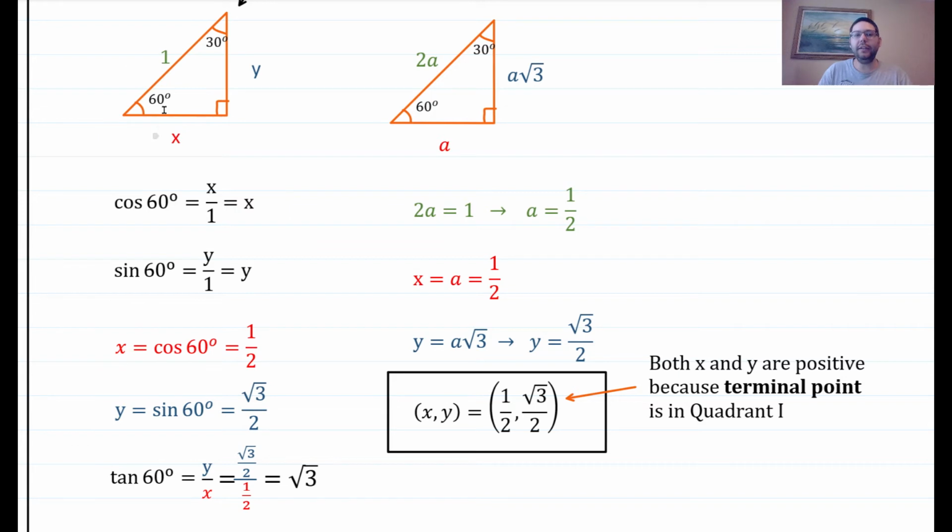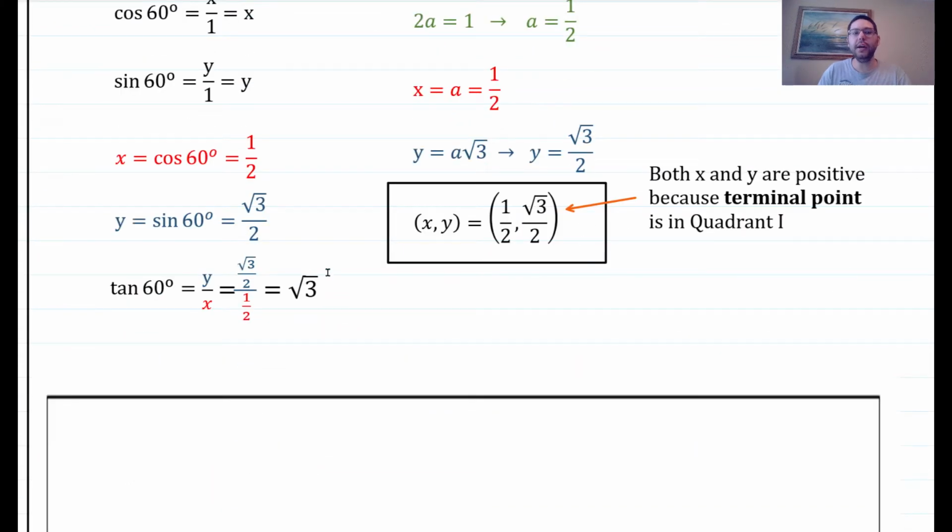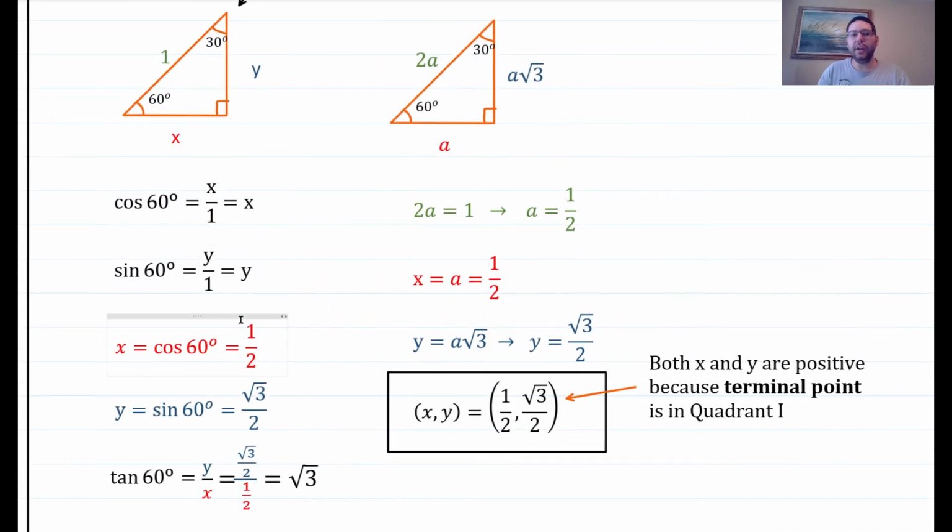And then sine of 60 is opposite, which is the y, over hypotenuse, which is 1. So sine of 60 equals opposite over hypotenuse, y divided by 1, which is just y. So that means that the y coordinate is always equal to the sine of the angle on the unit circle. Very important. And then, therefore, x is a half and y is the square root of 3 over 2, which is what we found out earlier.